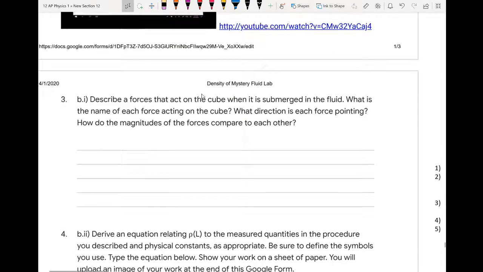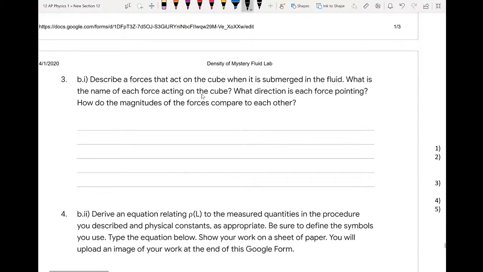All right, then for B I. So this one, they just kind of wanted you drawing a force diagram, so I had to change it a little bit because we can't really draw super well on the Google form.